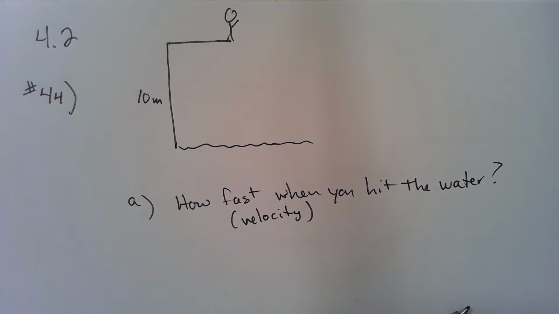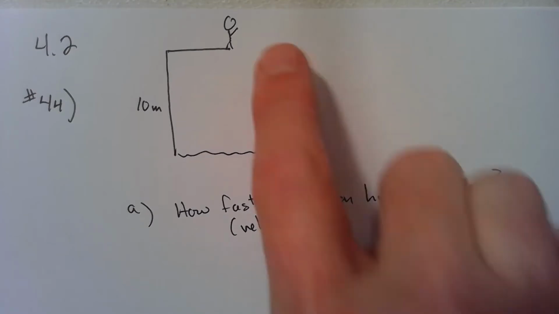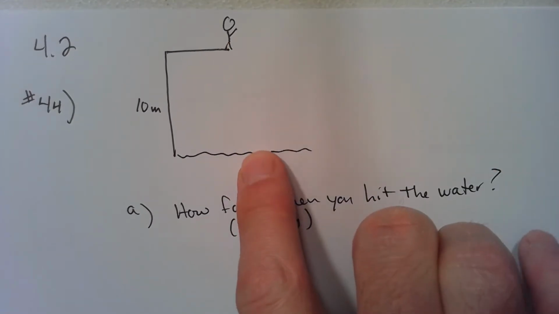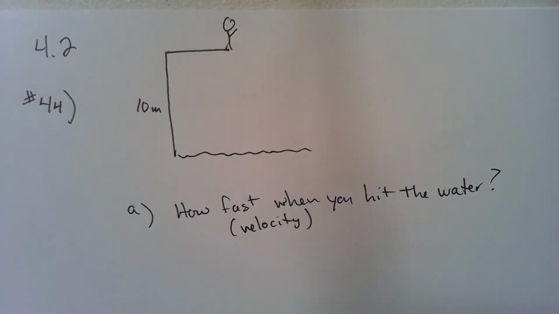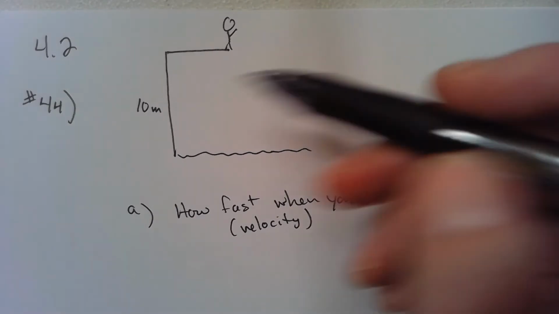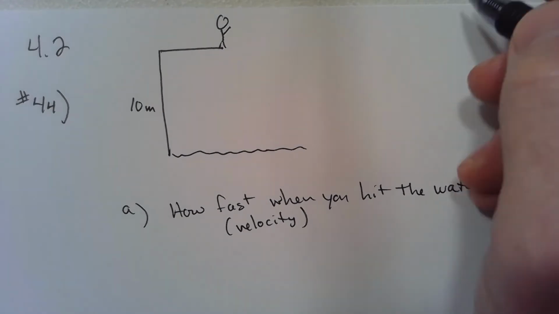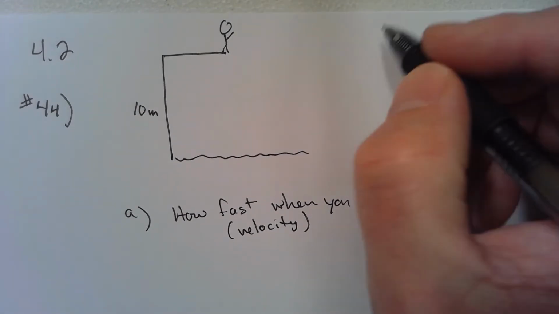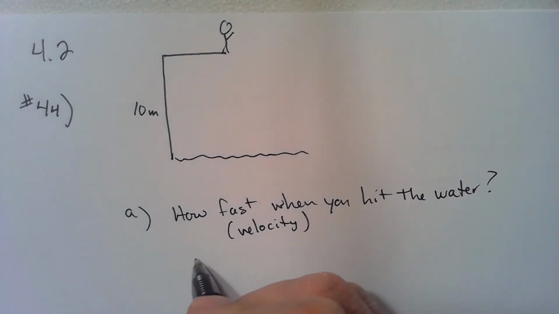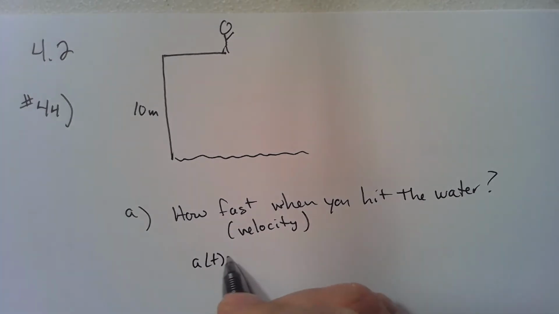4.2, number 44. With what velocity will you hit the water if you step off a 10-meter diving platform? Alright, so we want to know how fast this person is traveling when he or she hits the water. So we need to know that gravity, we're in meters, so gravity is 9.8, so it would be negative. Our acceleration would be negative 9.8.